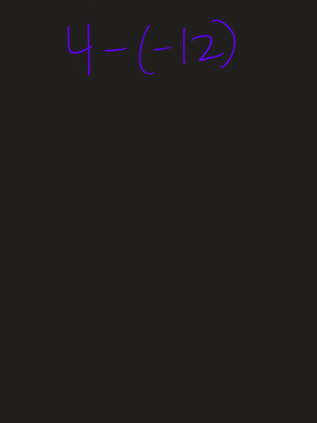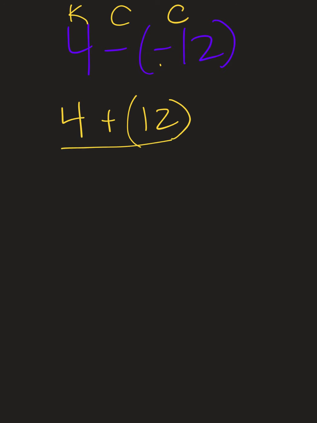Final example, I have 4 minus negative 12. Now these are fairly common types of examples, and there are a couple of things I want to point out about this. Of course, we're going to do the keep, change, change concept. I'm going to keep the 4, change it to positive, change this to positive, and just make it 12. And 4 plus 12 is the same kind of addition sentence that we've seen since we started doing addition, right? I have 4 plus 12 is 16, and we're good to go.